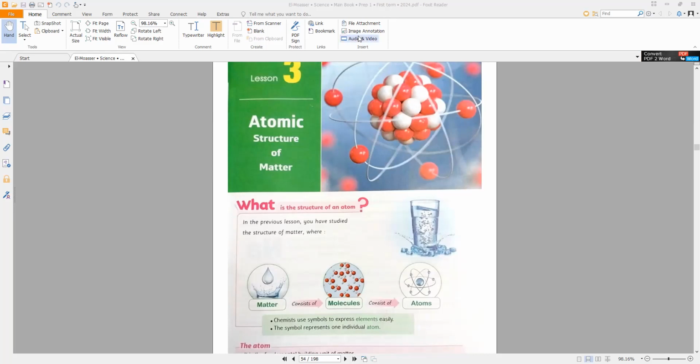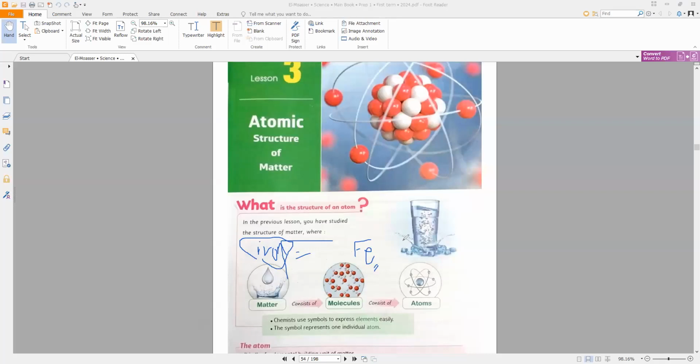I mean, if there is one element called iron, and I want to write this element, the iron, I can write Fe. I can use a symbol instead of the word of the element.